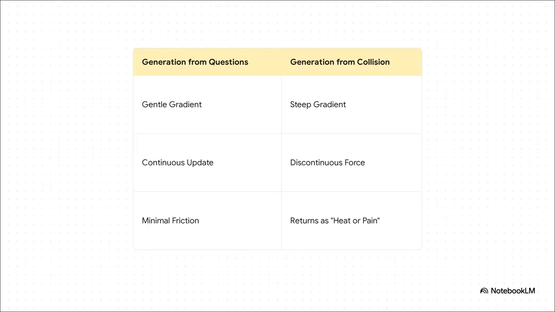A system with beauty, on the left, has that gentle gradient. It evolves through continuous questions, always updating with very little friction. But a system without beauty, that's a steep, sharp gradient. It's forced to change through collisions and sudden force, and all that energy always comes back to us as heat or pain, burnout, inefficiency, and a loss of trust.